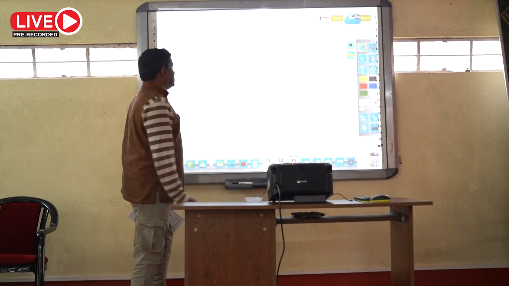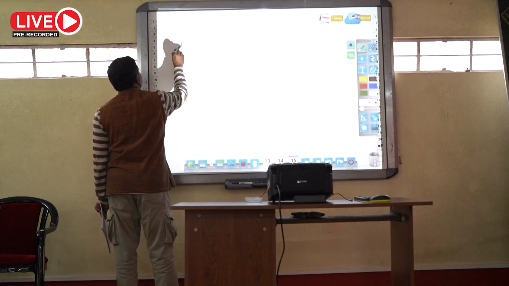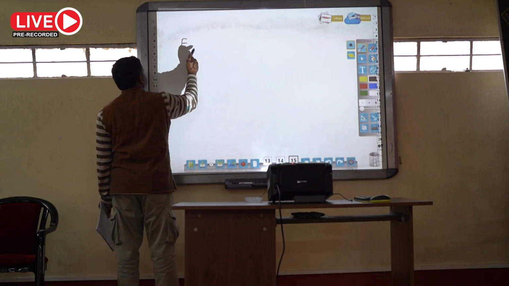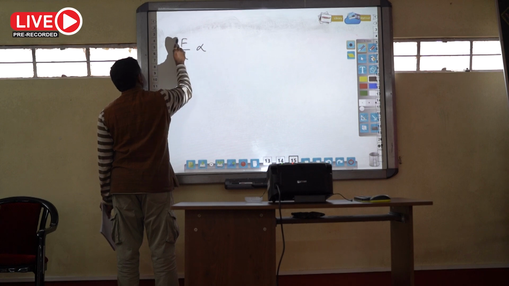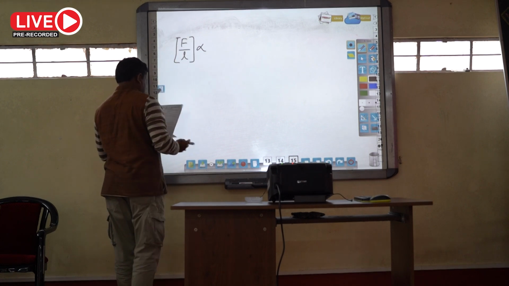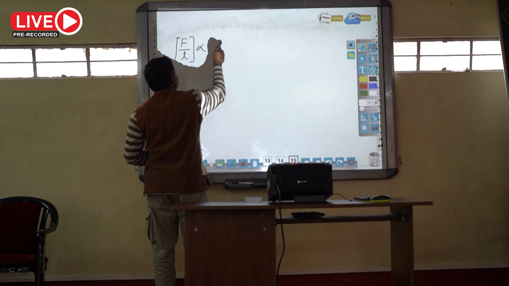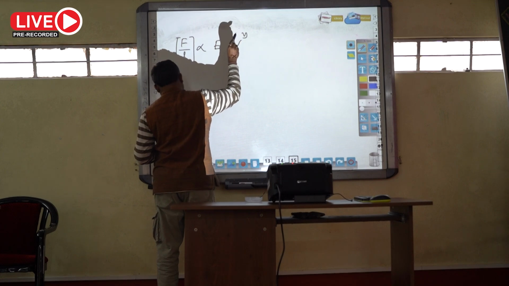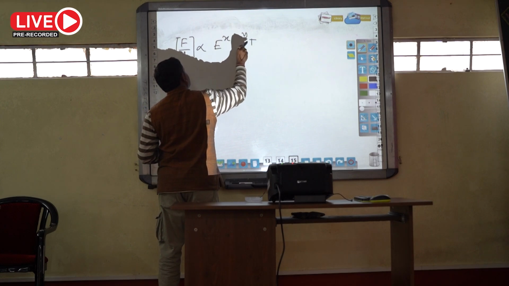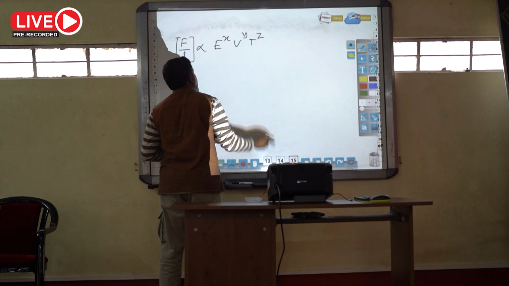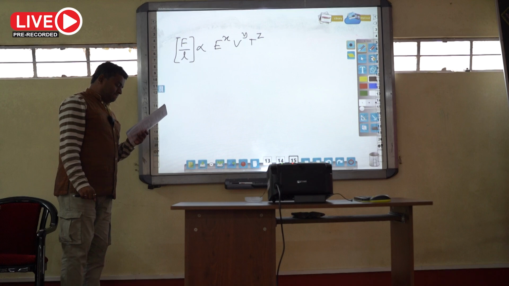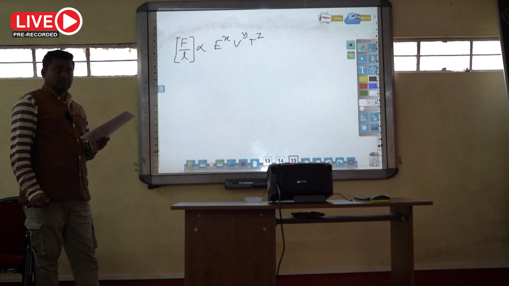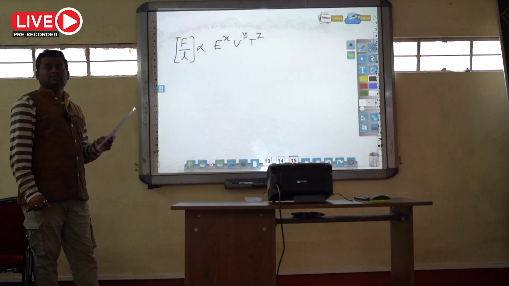Dimension of surface tension. Surface tension means force by length. So this should be proportional to E to the power x, v to the power y, and time t to the power z. Then you have to find the dimensional formula for surface tension.